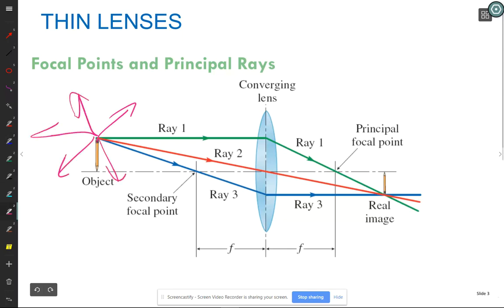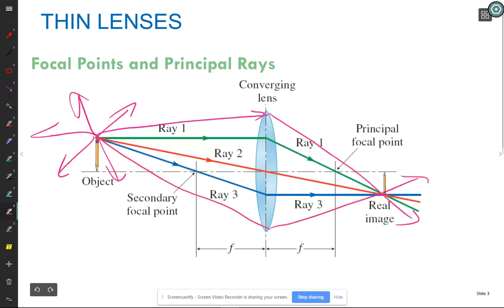Not all of the rays are going to contribute to the image. Only the ones that go through the lens. But a ray that goes like this is going to come down and go through that point. A ray that goes like this, it's going to kind of come like that and go through that point. So all of the rays that go through the lens are then going through the same point to make the image.